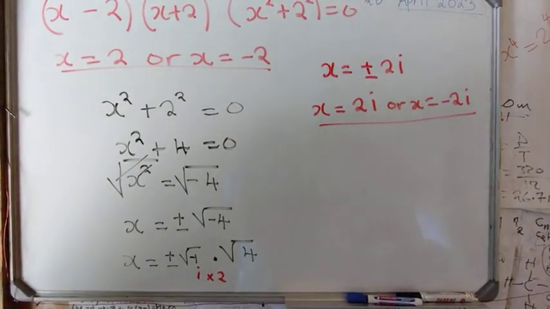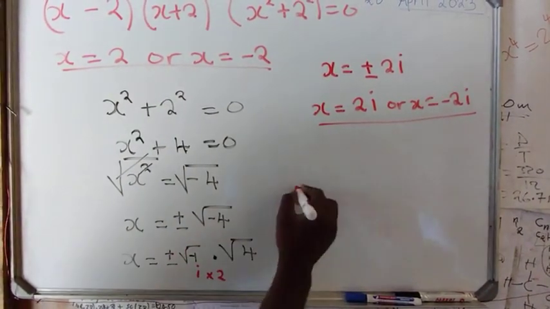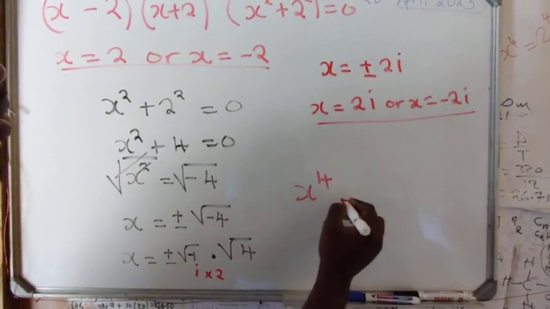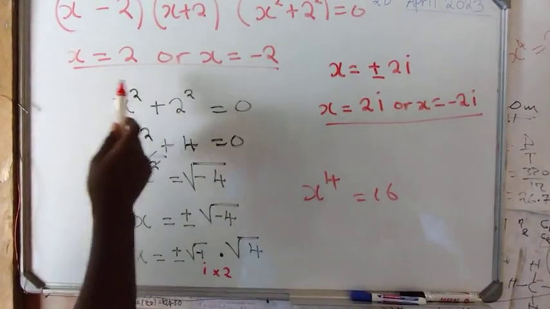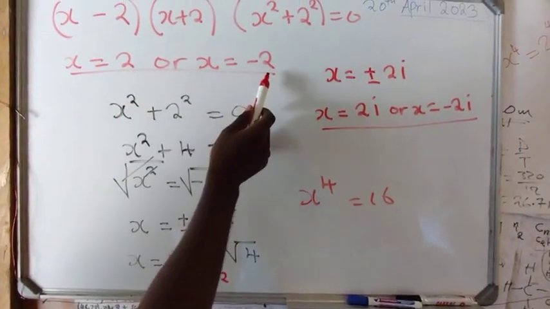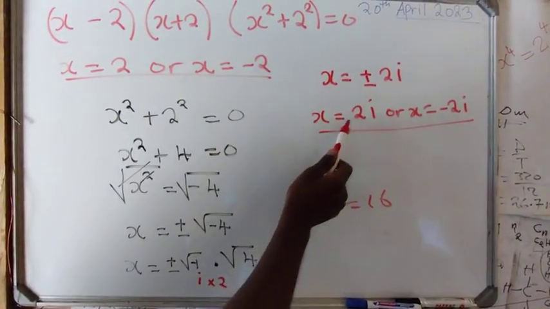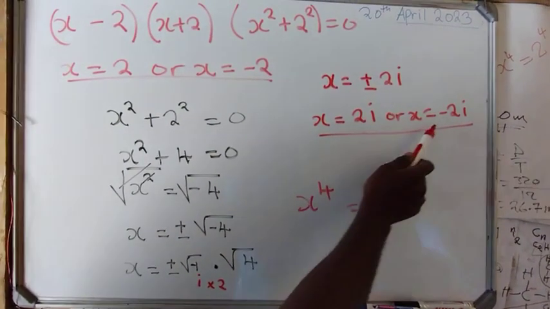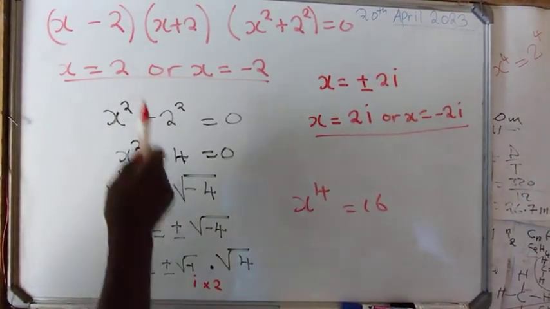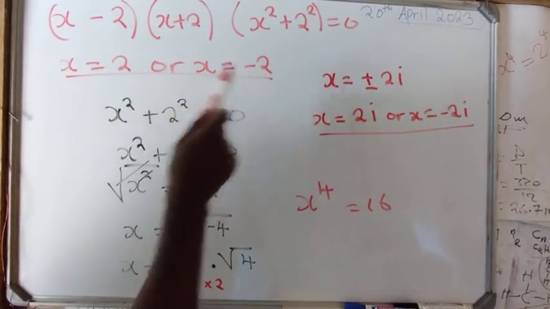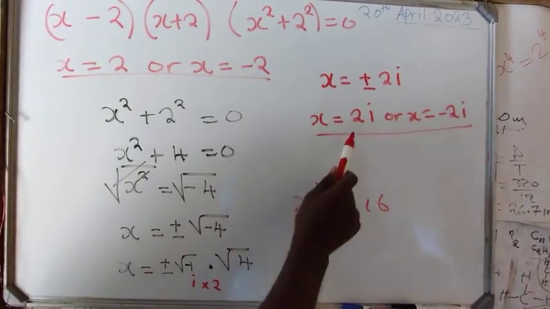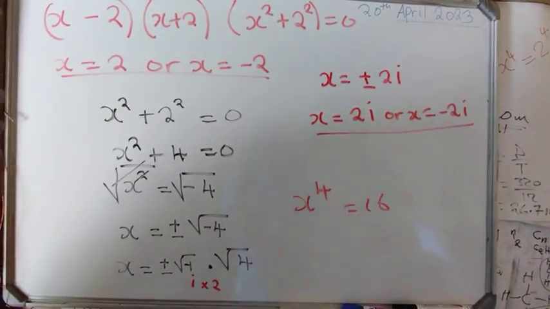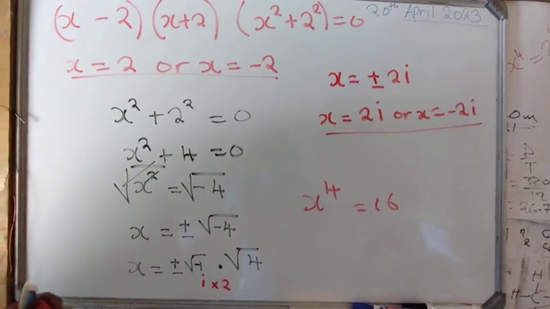So remember, from the question, x was raised to the power of 4. Okay, so we can see we have got 4 values of x, which is x equal to 2, x equal to negative 2, also x is equal to positive 2i, and x is equal to negative 2i. So x is equal to 2 and x equal to negative 2, these are the real solutions. Okay, then for this 2i and negative 2i, these are the imaginary solutions.